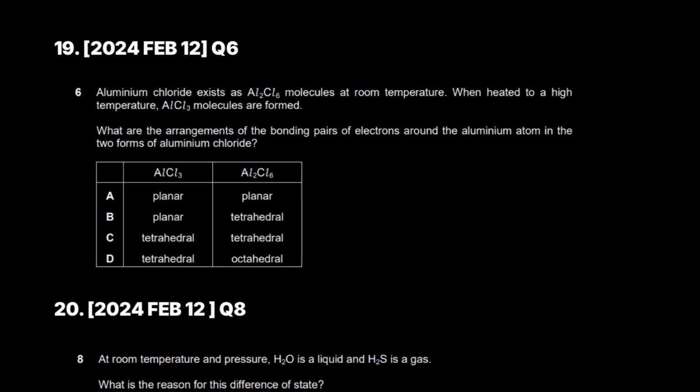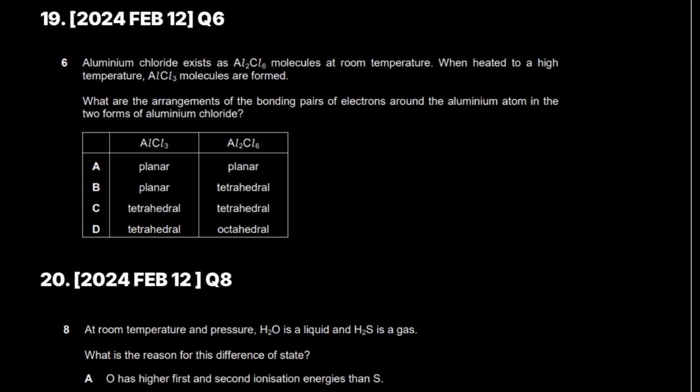Aluminum chloride molecules at room temperature, when heated to a high temperature, exist as Al2Cl6, which is simple molecular. Simple molecular. I'm doing annotations. This should come into your brain. He's saying when you heat it, the AlCl3 molecules are formed. So it's still simple molecular. He's saying it's the molecules which form.